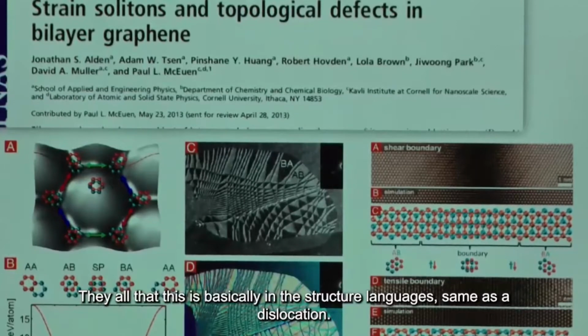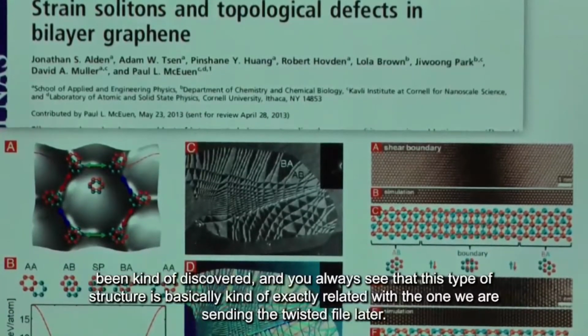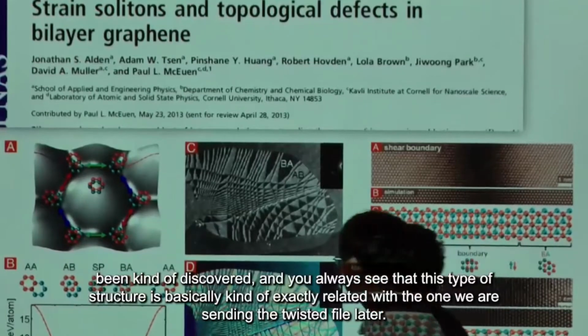Later on, this is basically, in structure language, the same as the dislocation, but nevertheless, the domain boundaries consist of the structure soliton, the dislocations connecting BA to AB. And then if you just look at the lattice of the top and bottom layer, there is no topological disorder per se in the individual layer, right? So that has been discovered, and you will see that this type of structure is exactly related to what we are seeing in the twisted bilayer or any twisted layer system.